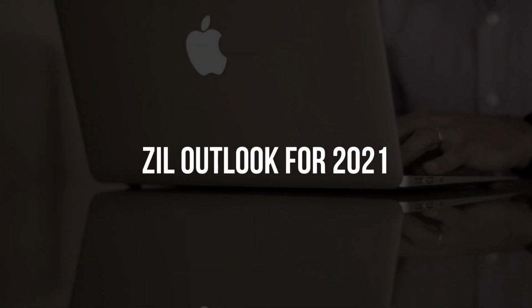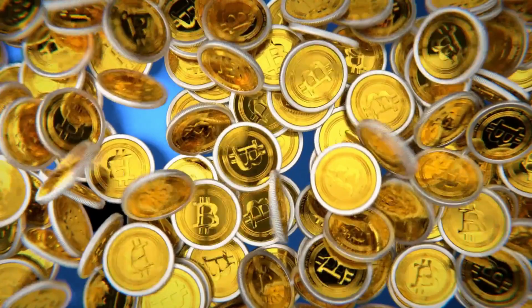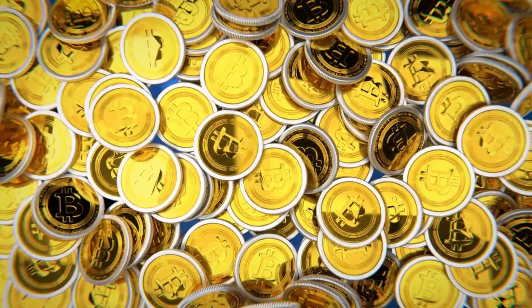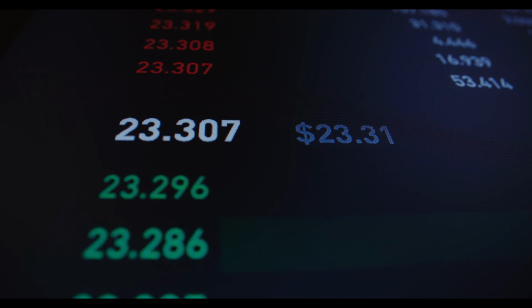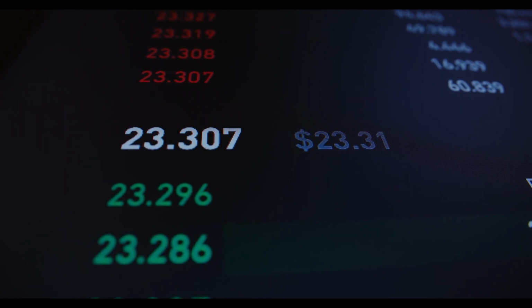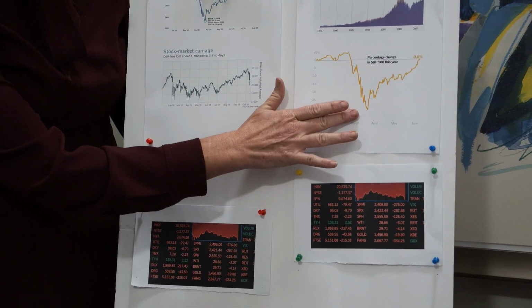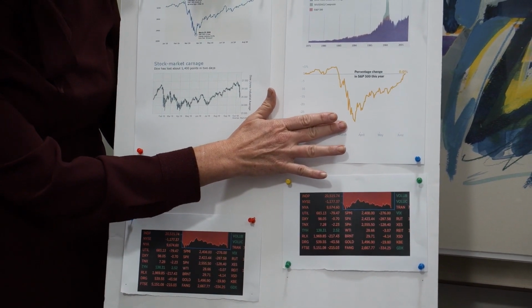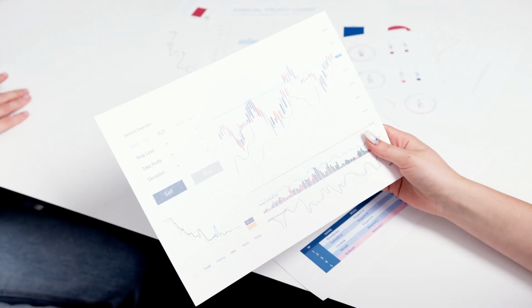ZIL outlook for 2021. The positive prospects for the Zilliqa cryptocurrency in 2021 are largely provided by the innovative approaches of the token authors to solving the problems existing in the blockchain world. Compared to other crypto coins, this coin demonstrates high stability and fast transaction processing. Thanks to these features, the platform is able to gain a foothold in the market and gain popularity among a certain category of users.